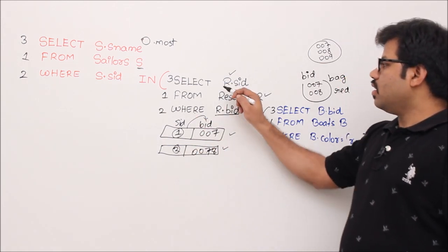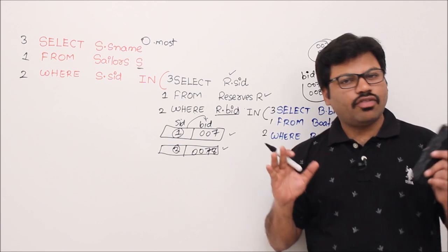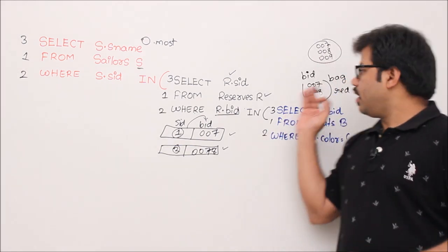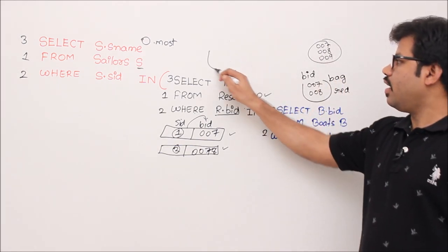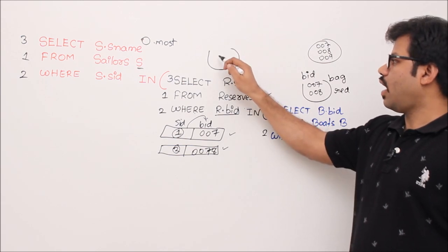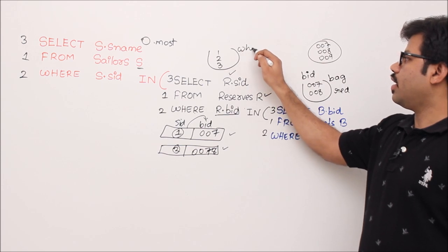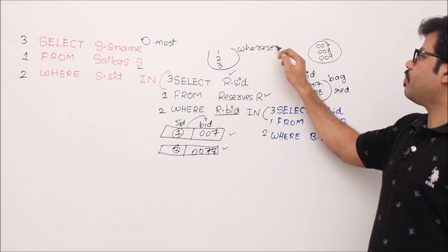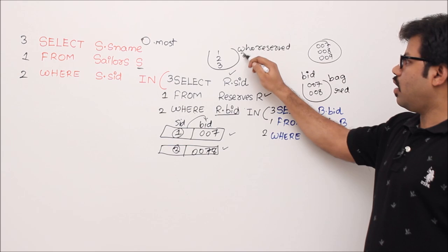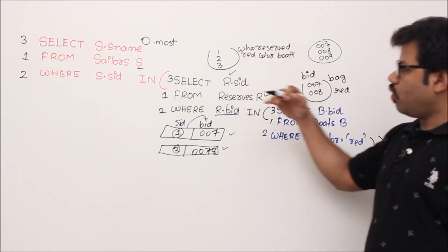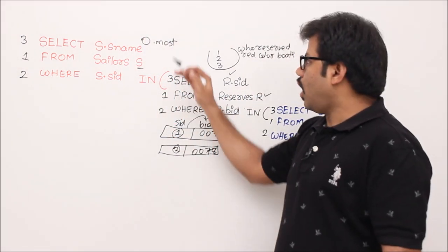Now I understand this r.SID is nothing but the collection of SIDs who reserved red color boards. Let's clearly remember that we now have SIDs who reserved red color boards. I write it: who reserved red color boards. Now go to the next level, which is our outermost query.